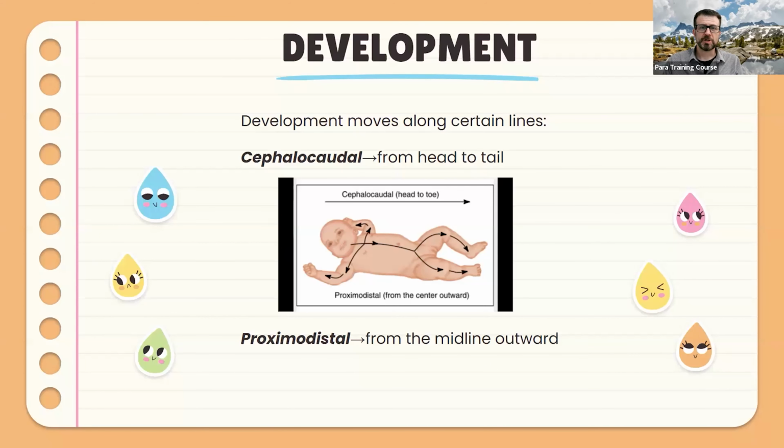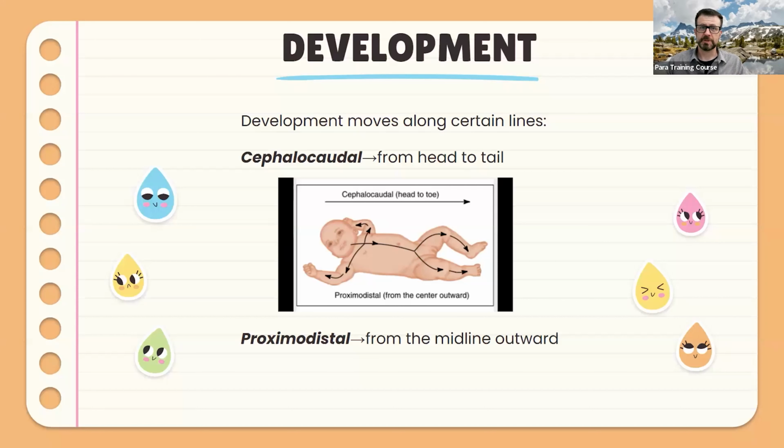And development moves along certain lines of the body as well. So cephalocaudal: cephalus is the head, and caudal is the adjective having to do with the tail. So that is from head to tail. So most of the development is starting here. This is the mammal survival strategy. We have few young, and we take very good care of them, right?